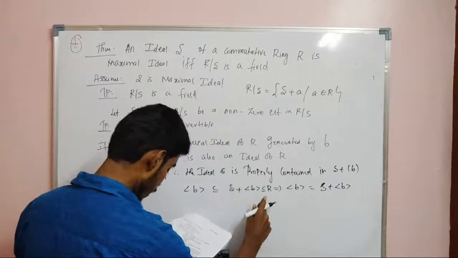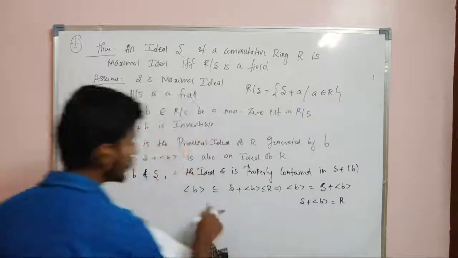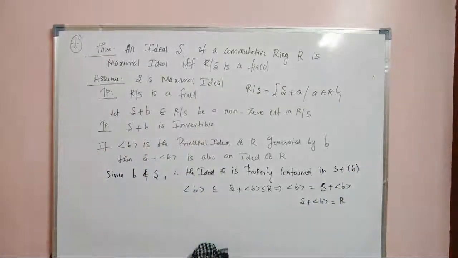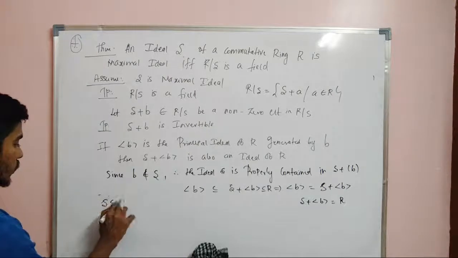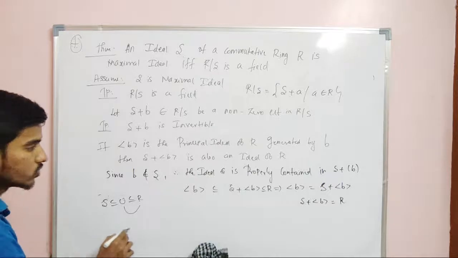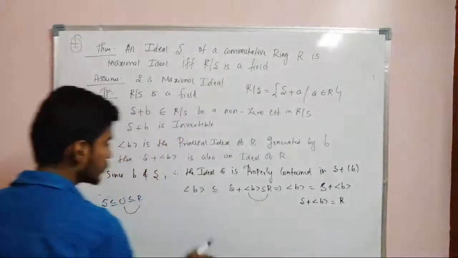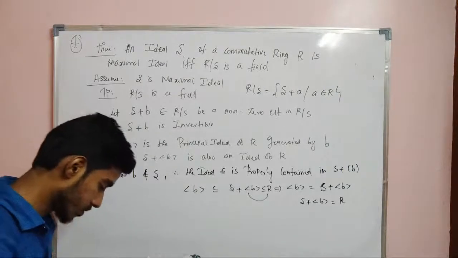Therefore, by the definition of maximal ideal, if S is contained in U and U is contained in R, then U has to be equal to R or S has to be equal to U. Therefore, these two have to be equal. So S plus B is equal to R.